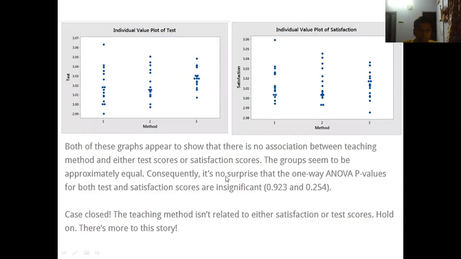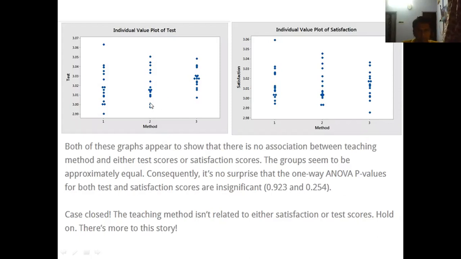So it is no surprise that the one-way ANOVA p-values for both test and satisfaction scores are insignificant, 0.923 and 0.254. If you consider the significance level alpha equal to 0.05, then in this case your p-value 0.923 is greater than the alpha value, and in this case also your p-value 0.254 is greater than 0.05.